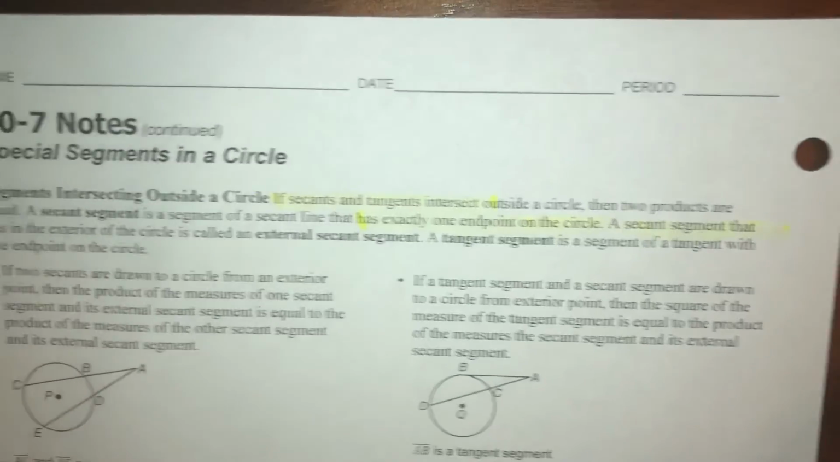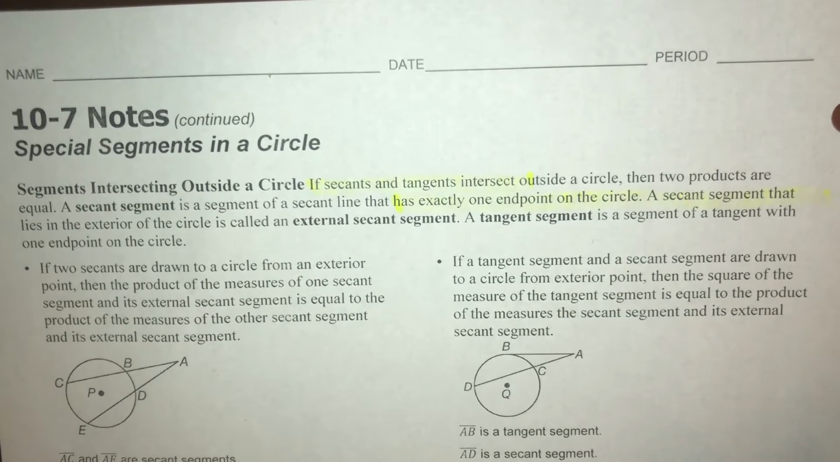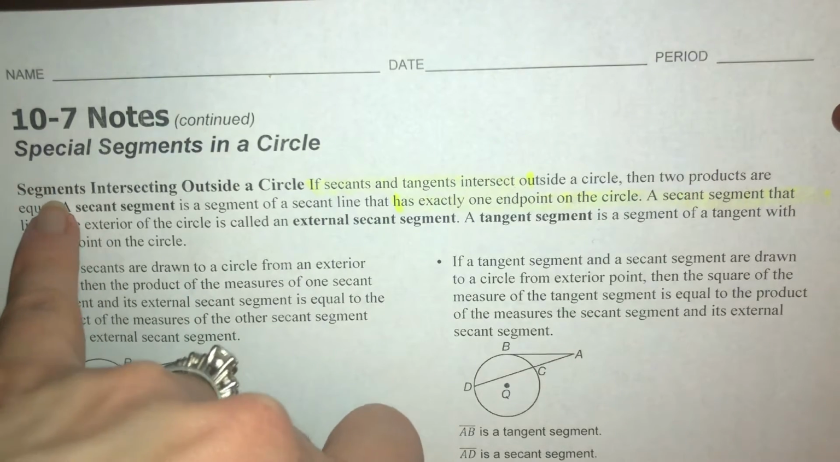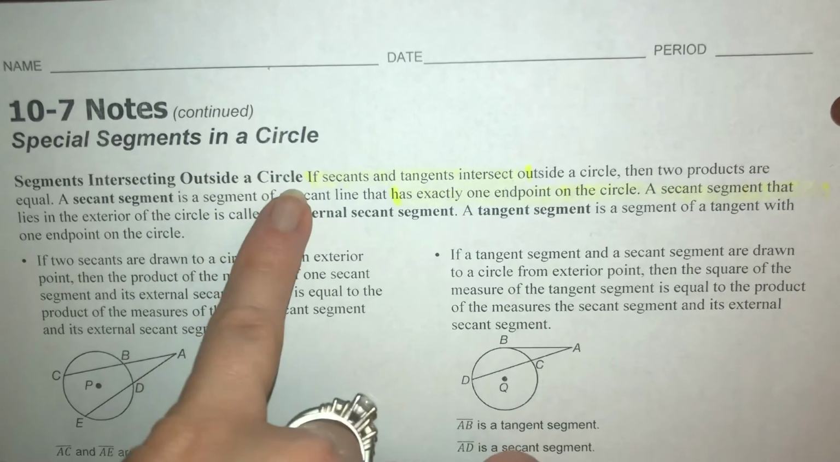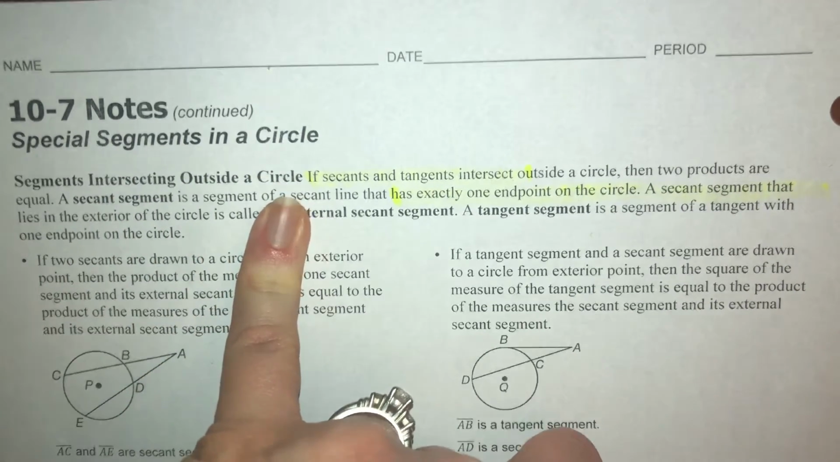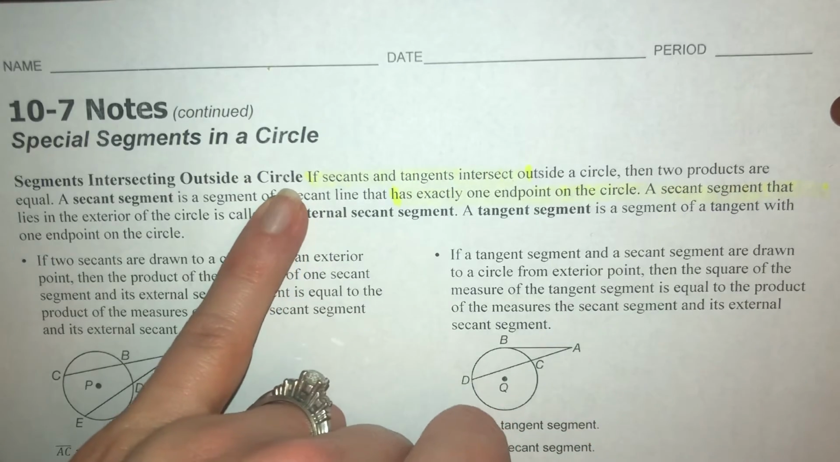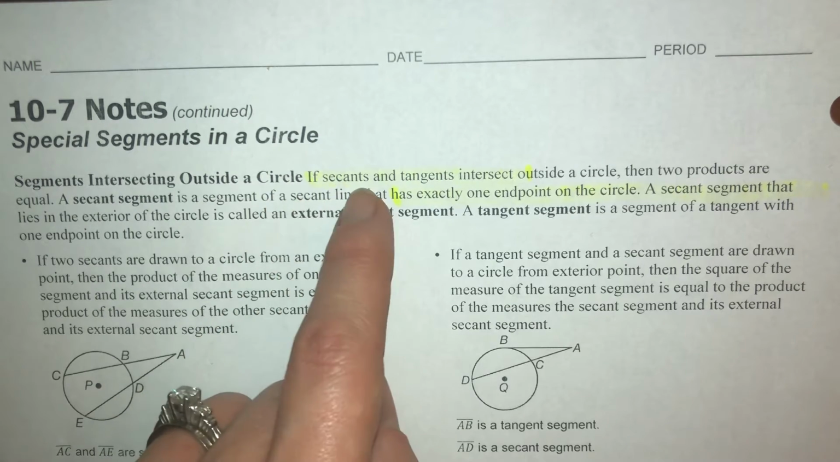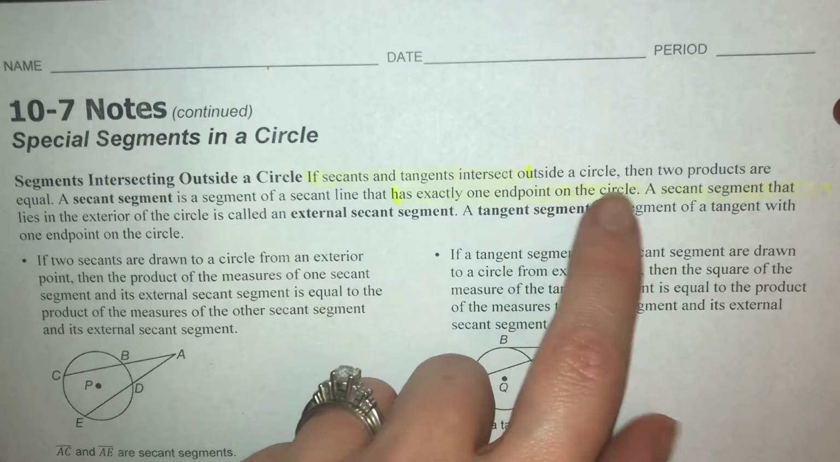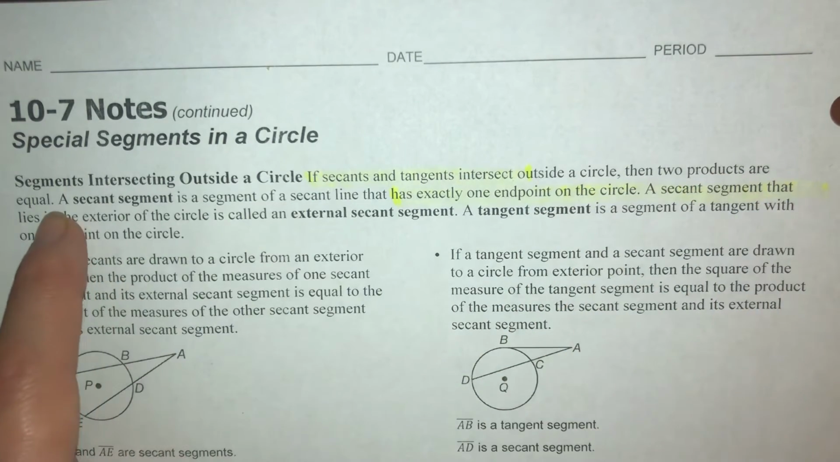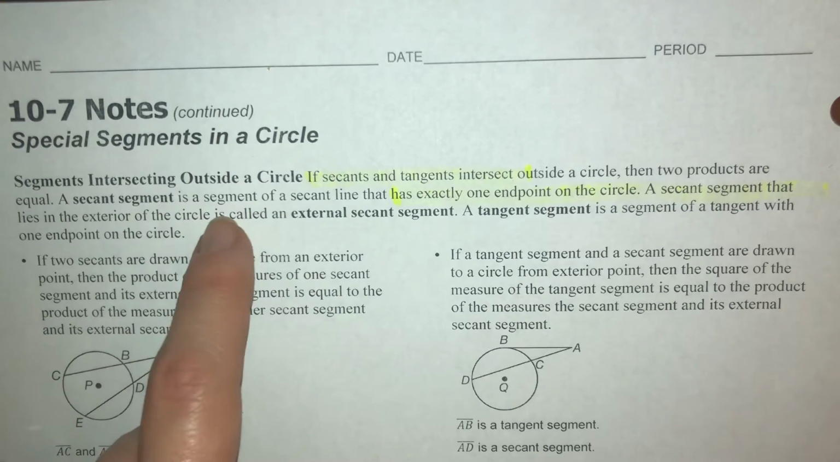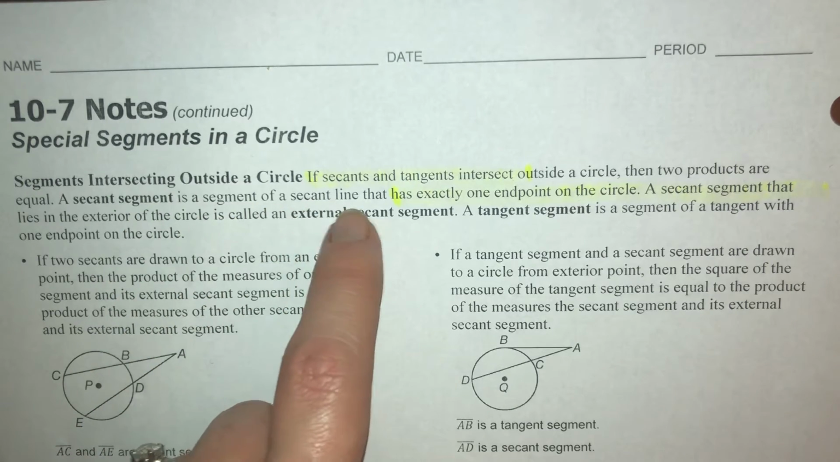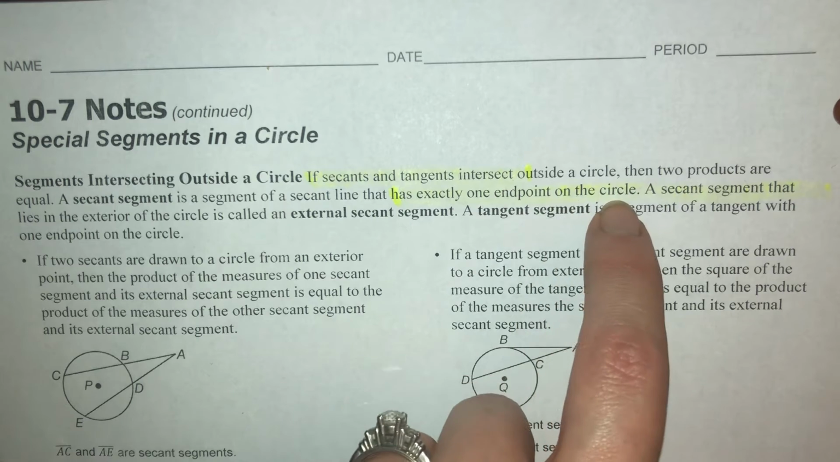Now, let's see. We have some important information here, quite a bit of it actually. The top says segments intersecting outside a circle. So the front was 2 chords that intersect inside the circle. Here we've got some segments that are crossing each other outside of the circle. If secants and tangents intersect outside a circle, then two products are equal. A secant segment is a segment of a secant line that has exactly one endpoint on the circle. Okay?